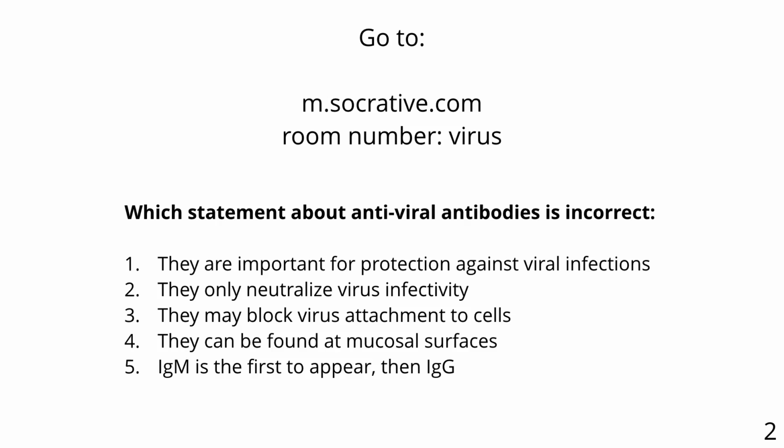All right, our next question. Which statement about antiviral antibodies is incorrect? 1, they are important for protection against viral infections. 2, they only neutralize virus infectivity. 3, they may block virus attachment to cells. 4, they can be found at mucosal surfaces. 5, IgM is the first to appear, then IgG, which is wrong.